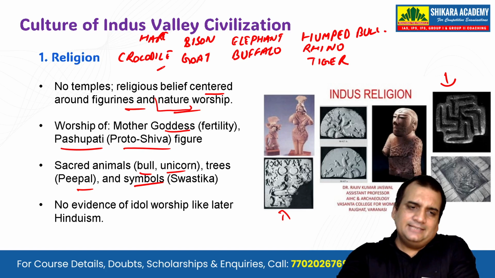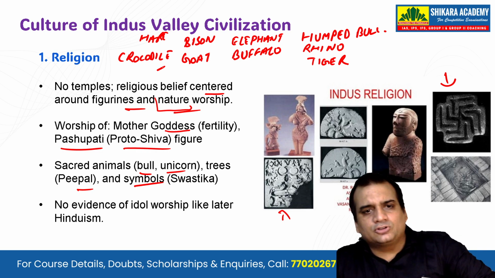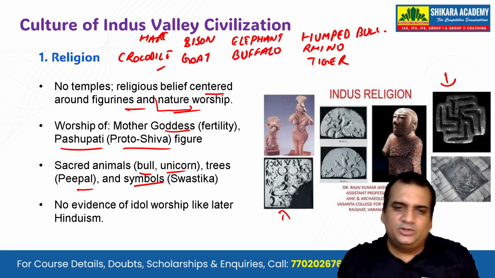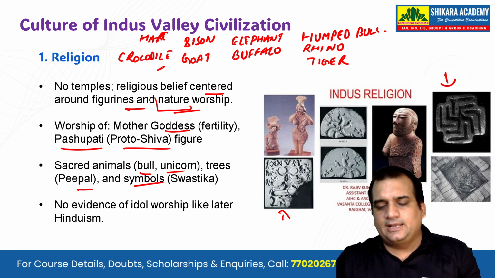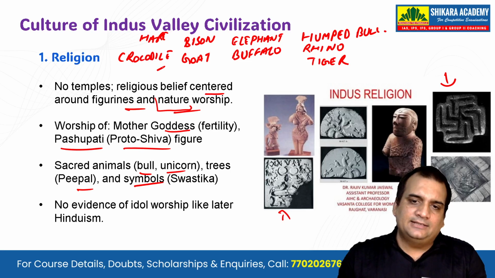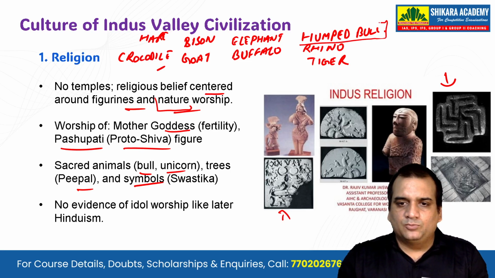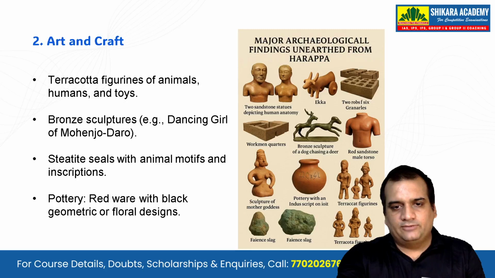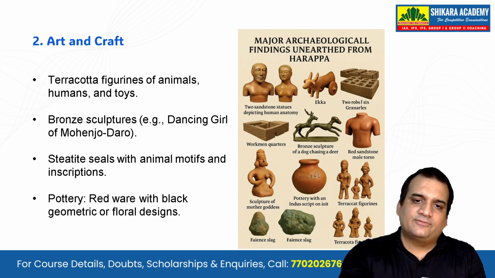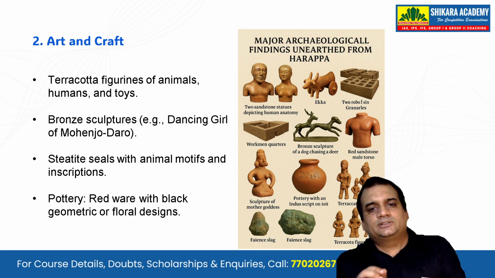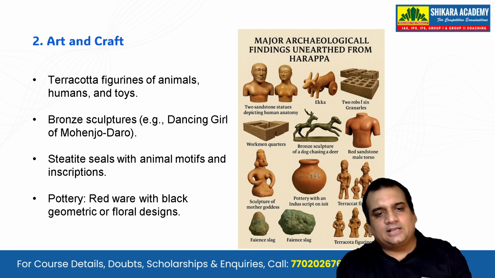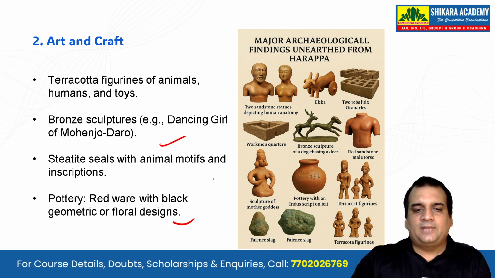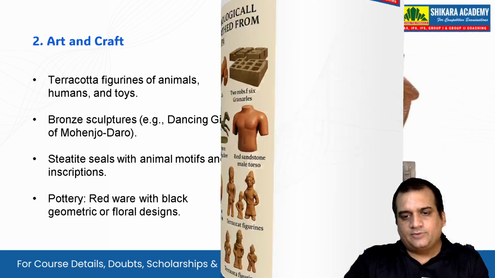There is an assumption for the seals also, that these 9 animals had 9 different communities. There were other communities, and every community was represented by an animal. And if that was the case, then this hump bull community was the most powerful, because these seals are most evident. Okay, that's the conclusion that we can reach here. The art and craft that you will see guys, the terracotta figurine of animals, humans and toys have been found. Bronze sculptures, that is dancing girl of Mohenjo-daro, we have already seen. Pottery, redware with black geometry and floral designs have been found at that time.